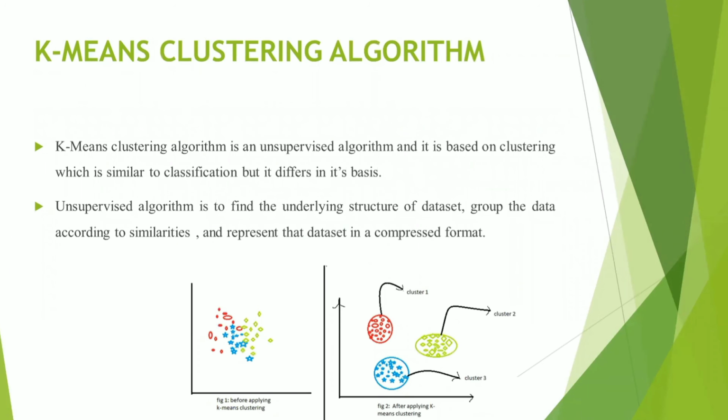What is the K-means clustering algorithm? K-means clustering is an unsupervised learning algorithm, and it is based on clustering, which is similar to classification, but it differs in its basis. An unsupervised algorithm finds the underlying structure of a dataset, groups the data according to the similarities, and represents the dataset in a compressed format.